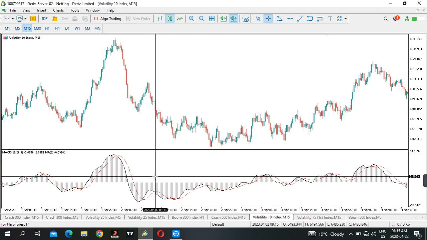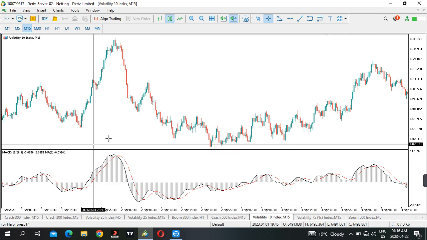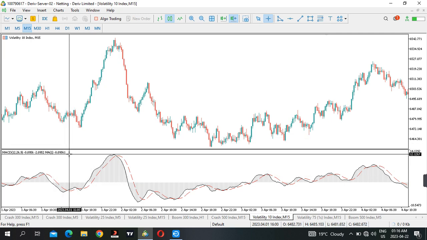For example, over here. I encourage you to backtest this strategy, because like any other strategy, it's not 100% loss proof, right? It's not 100% win rate. There are some losses. So we've got this example over here.